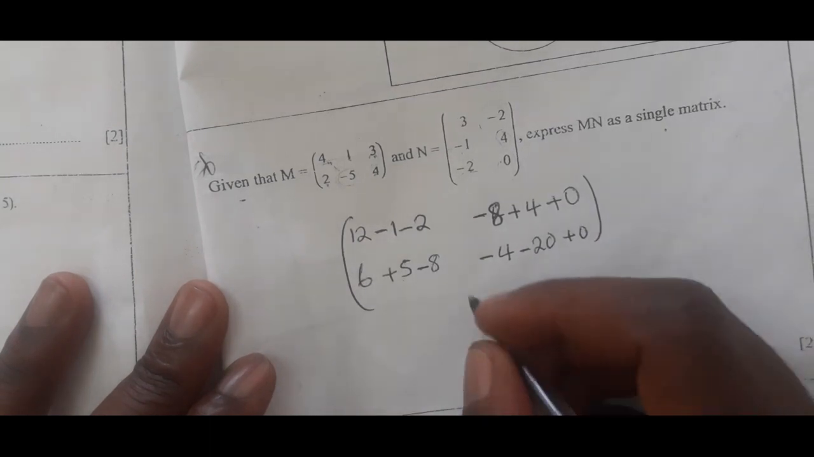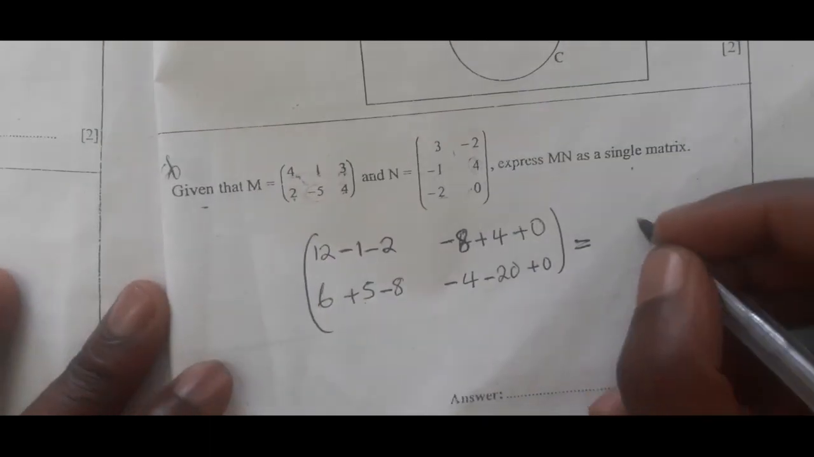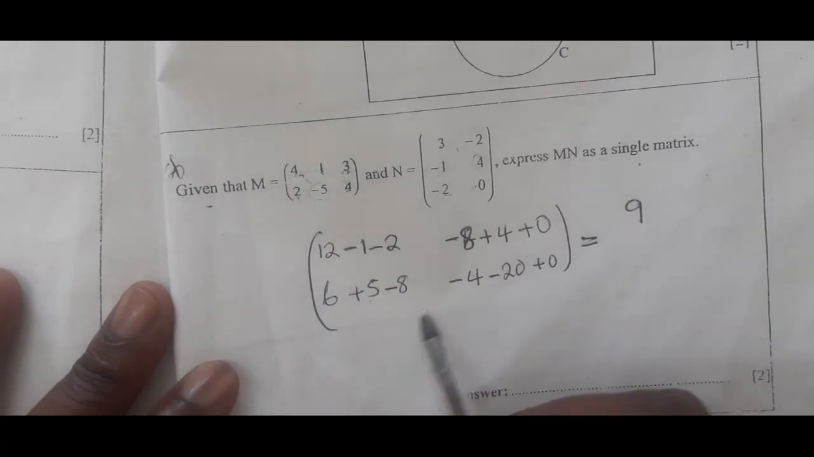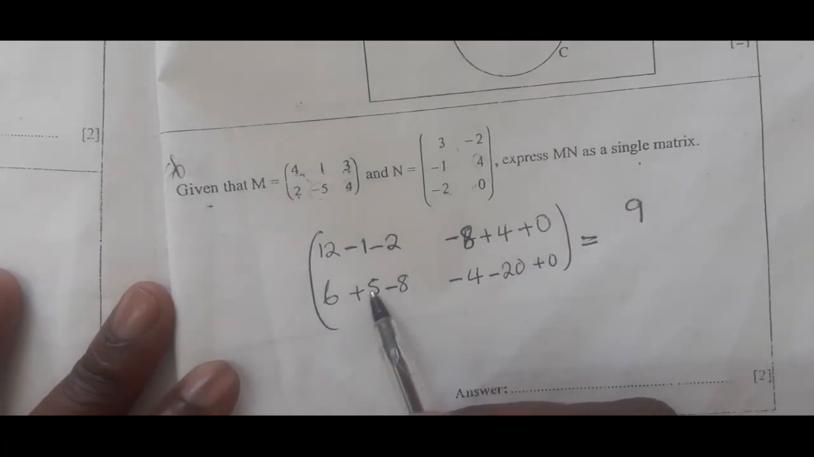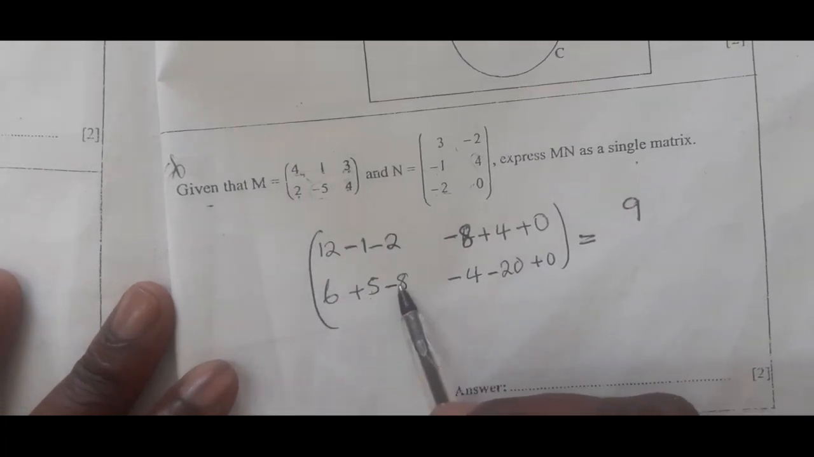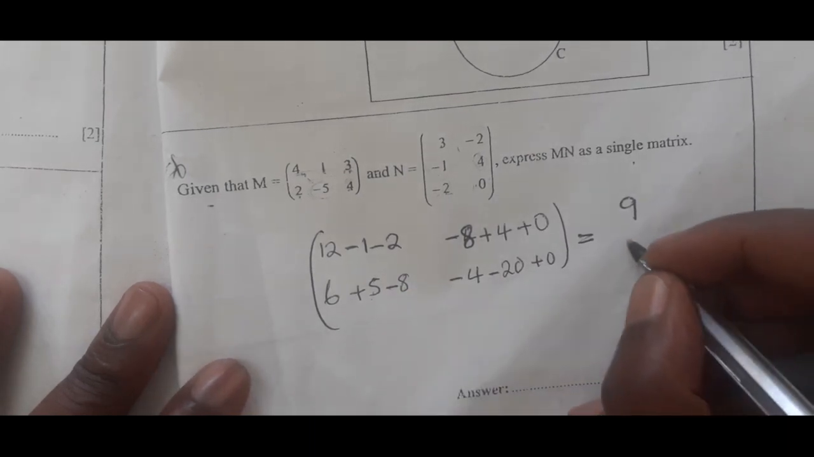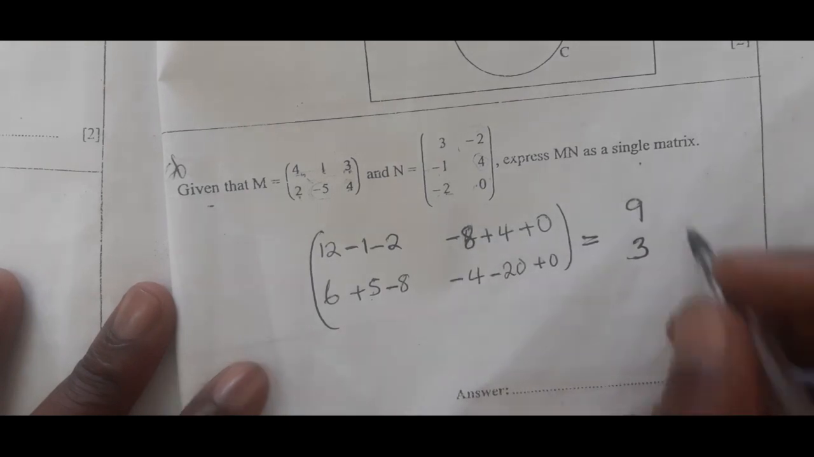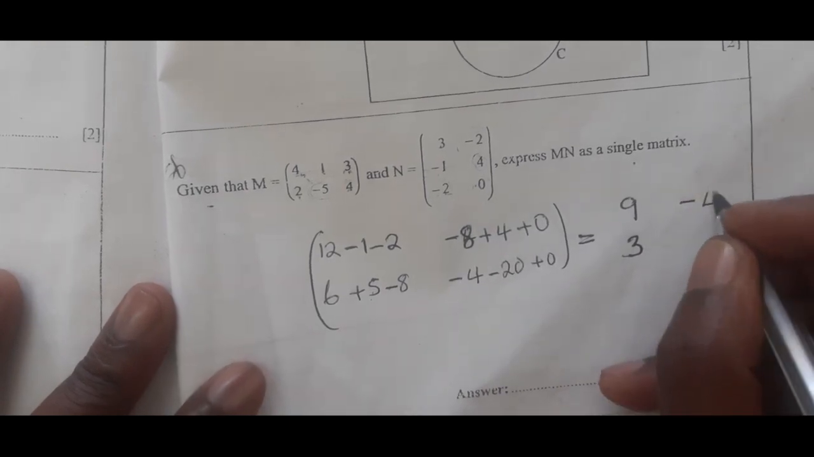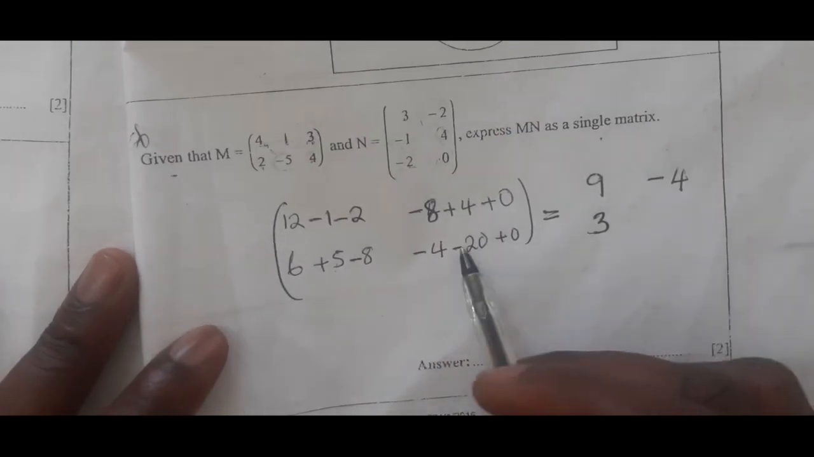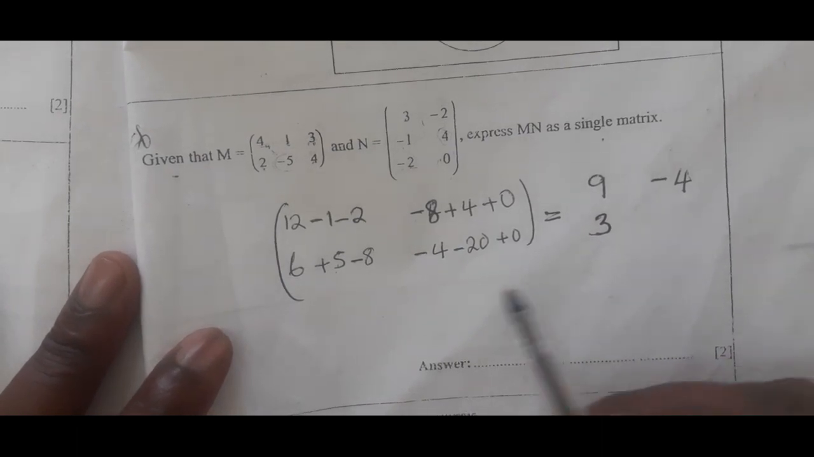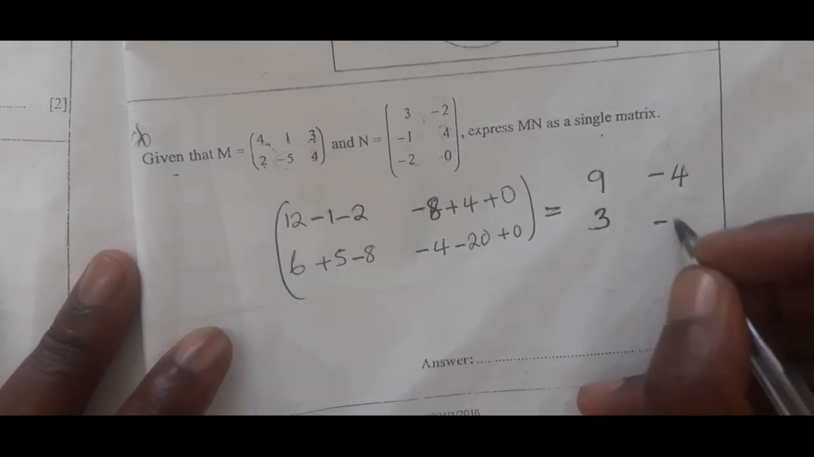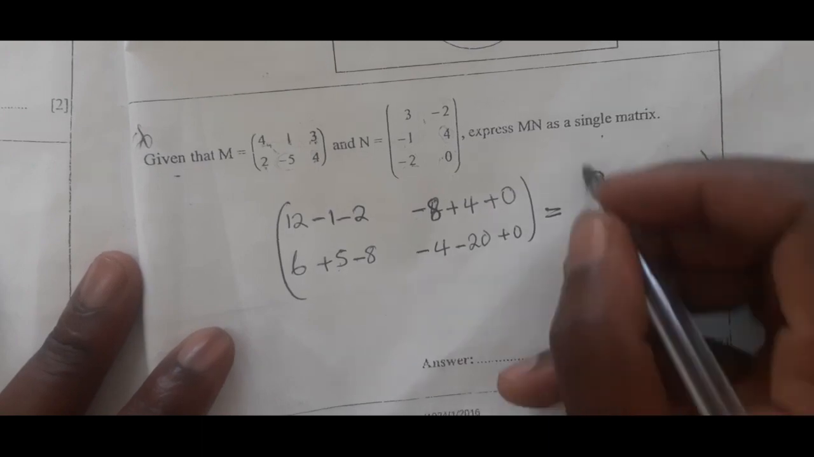This is going to be 9 here. This is 11 minus 8. What do we get? We get 3. Here, what do we get? We get -4. Here, what do we get? We get -20. That's what we're going to get. Okay.